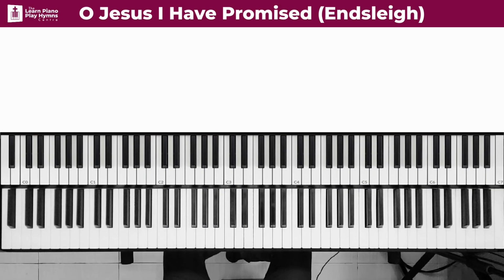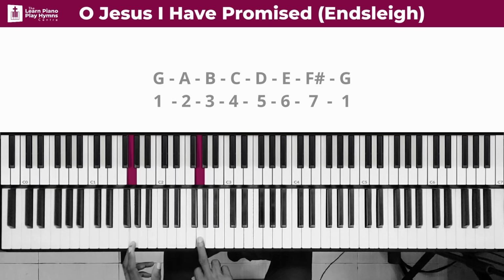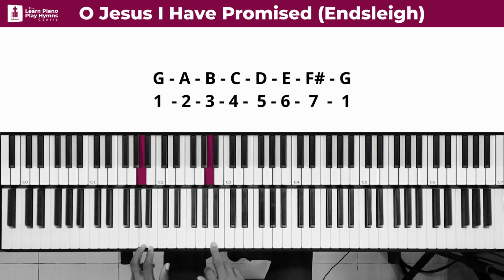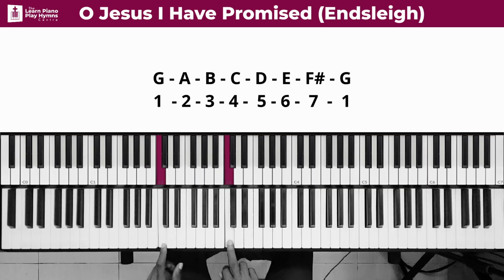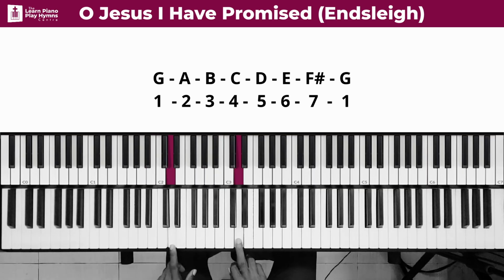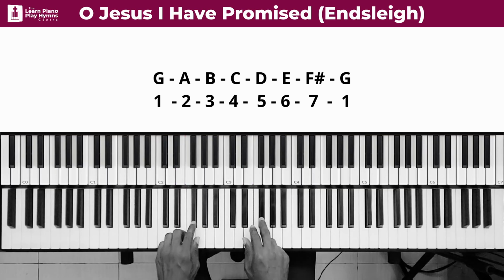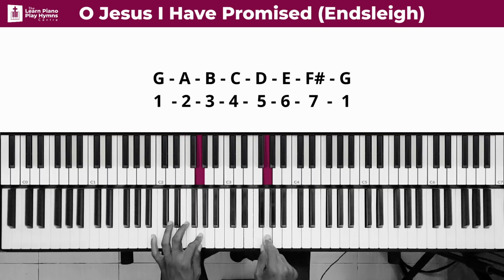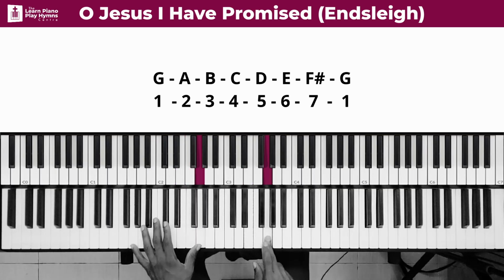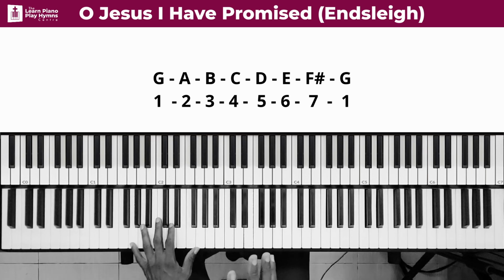Now, before we dive into learning the song, let's first look at the key we are in. We're in the key of G major. The key of G major has G as the 1, A as the 2, B as the 3, C as the 4, D as the 5, E as the 6, F sharp as the 7, and G back to the 1. So that's the key of G major, right?